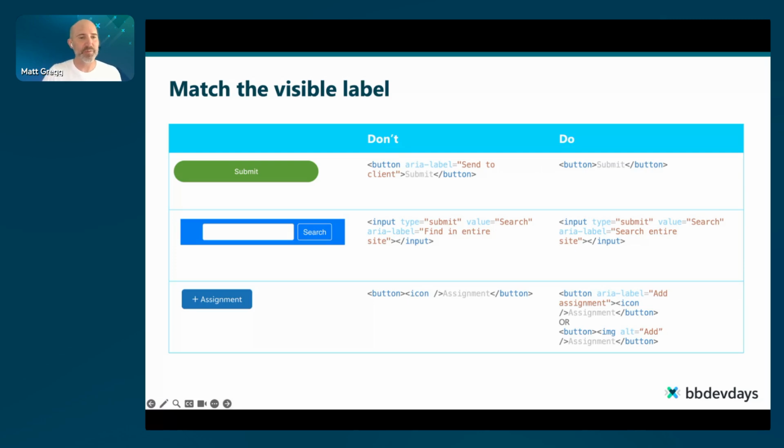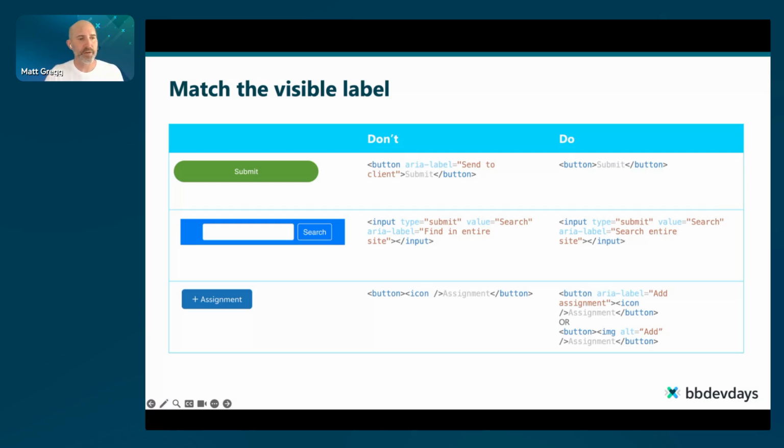Similarly, if you're going to add some additional information to a label to give it a little more context, like in the second example, where this is the search for the entire site versus maybe a search box or search button in a different part of the page, and you want to make that clear to someone who's using the page, you want to make sure you include the visual label in the name of the element. So not find an entire site, but really use search entire site. So you have that match between the visual label and the accessible name.